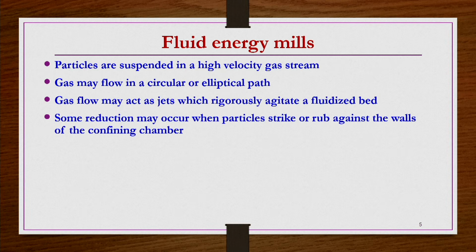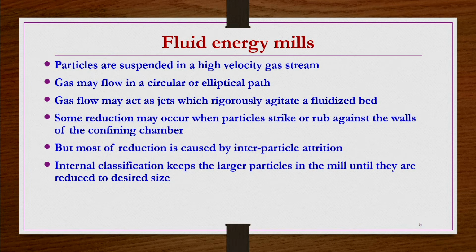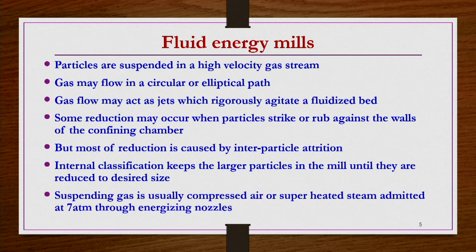Some reduction may occur when particles strike or rub against the walls of the confining chamber, but most of the reduction is caused by interparticle attrition only. Internal classification keeps the larger particles in the mill until they are reduced to the desired size. The suspending gas is usually compressed air or superheated steam admitted at 7 atmosphere through energizing nozzles.